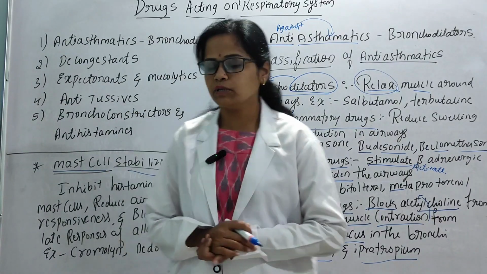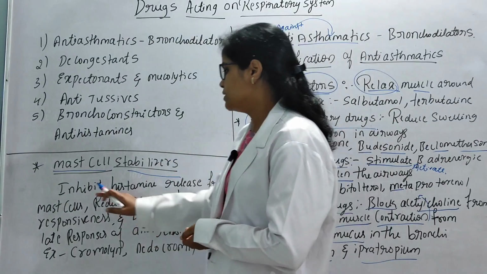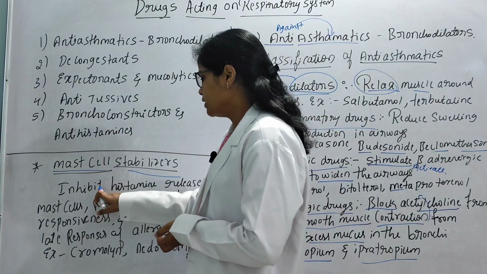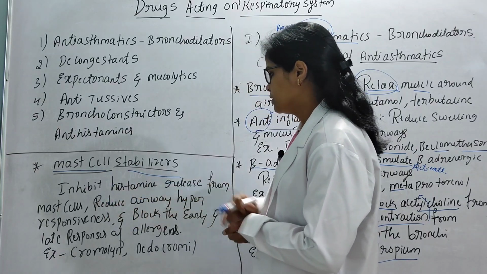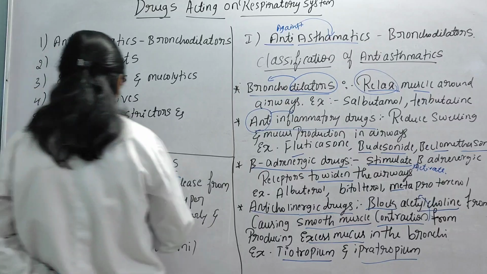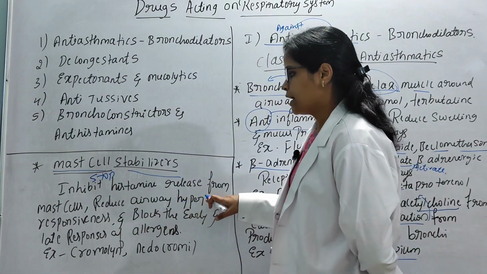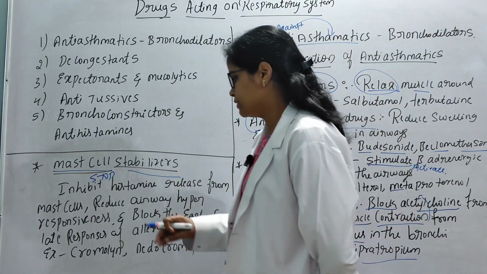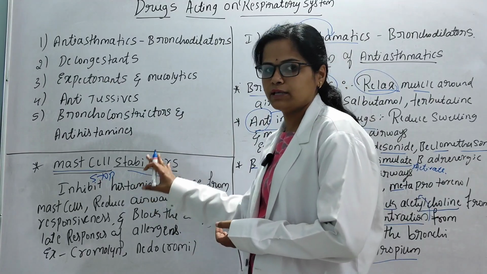And next we'll see about the mast cell stabilizers. Here the mast cell stabilizers inhibit, inhibit is nothing but stop. It stops the histamine release from the mast cell and reduces airway hyperresponsiveness and blocks the early and late responses of allergens. Okay, this is the main function of mast cell stabilizers.